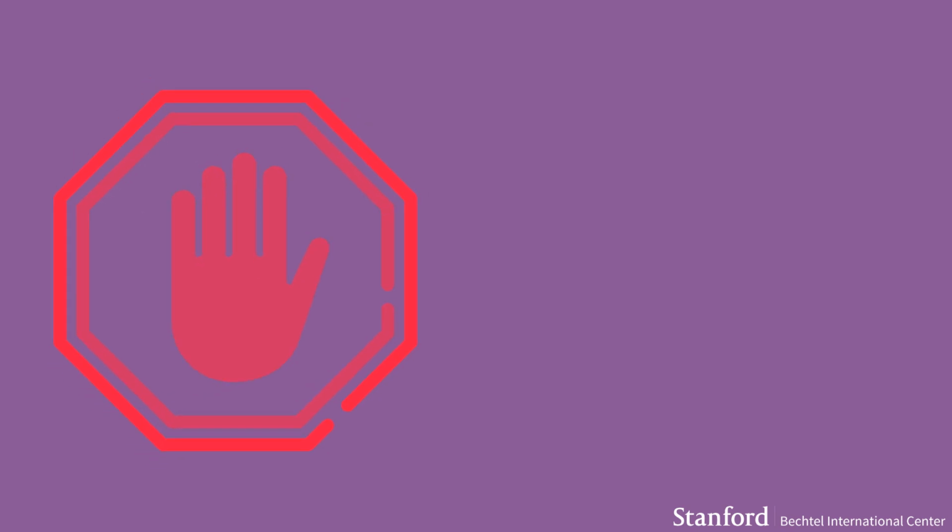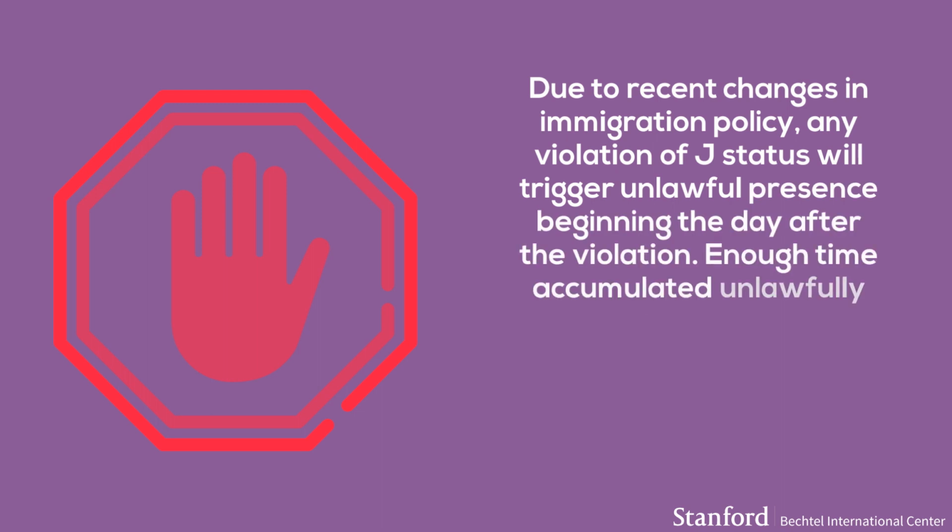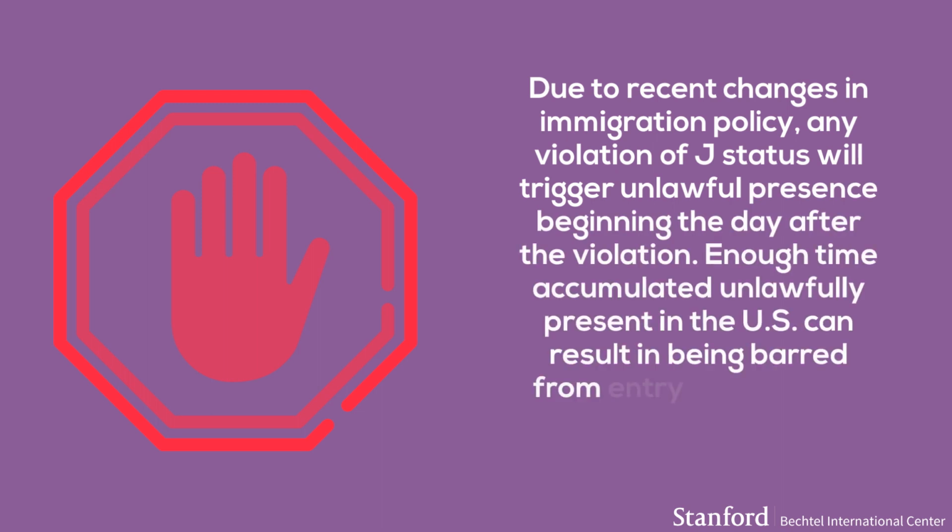Please be aware that due to recent changes in immigration policy, any violation of J status will trigger unlawful presence, beginning the day after the violation. Enough time accumulated unlawfully present in the U.S. can result in being barred from entry to the U.S. in the future. For more information, please look at our video about unlawful presence.